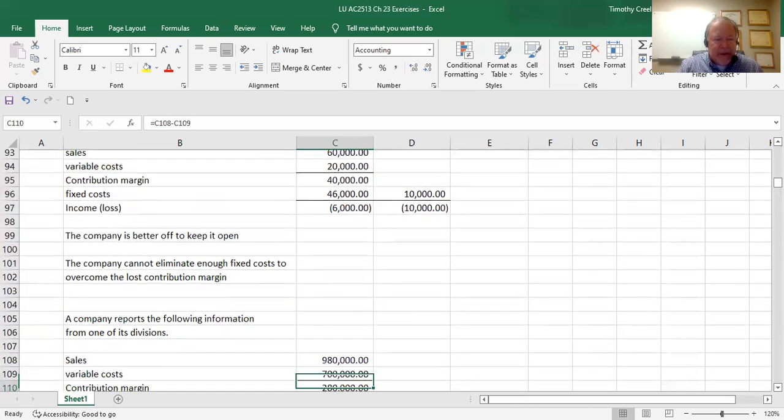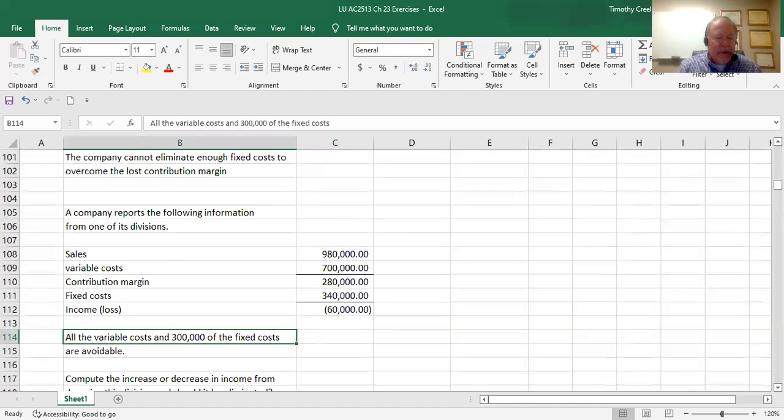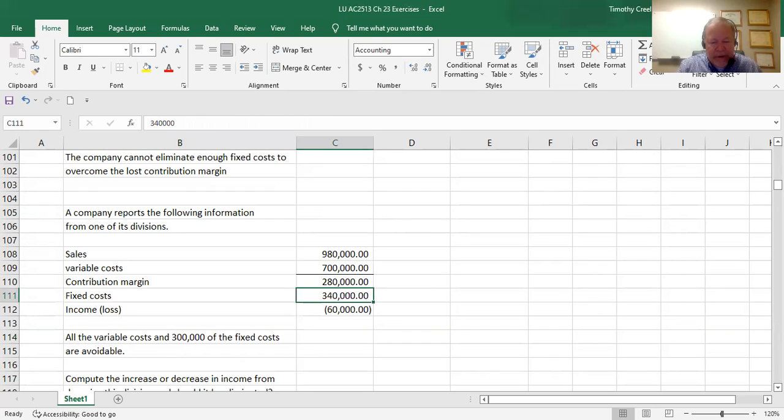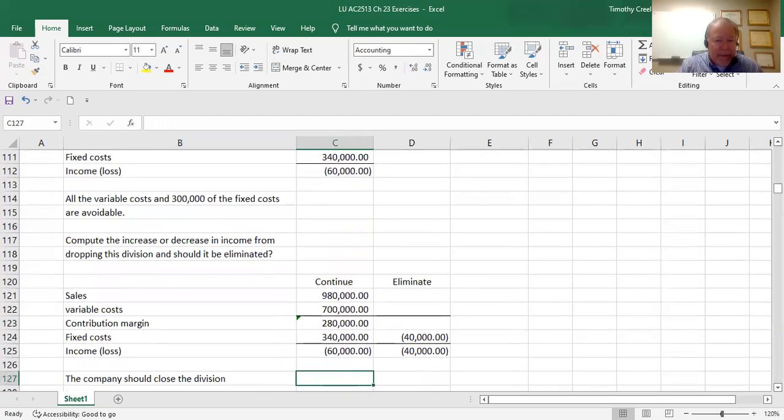Okay, now let's look at another example. A company reports this for one of its divisions: sales of 980,000, variable cost of 700,000, so a contribution margin of 280,000, and fixed costs of 340,000, for a net loss of 60,000. All the variable cost and 300,000 of the fixed cost are avoidable. So they would eliminate all the variable costs, and 300,000 of the 340,000 of fixed cost would be eliminated if they decide to close this segment. So let's analyze this to see if they should drop it.